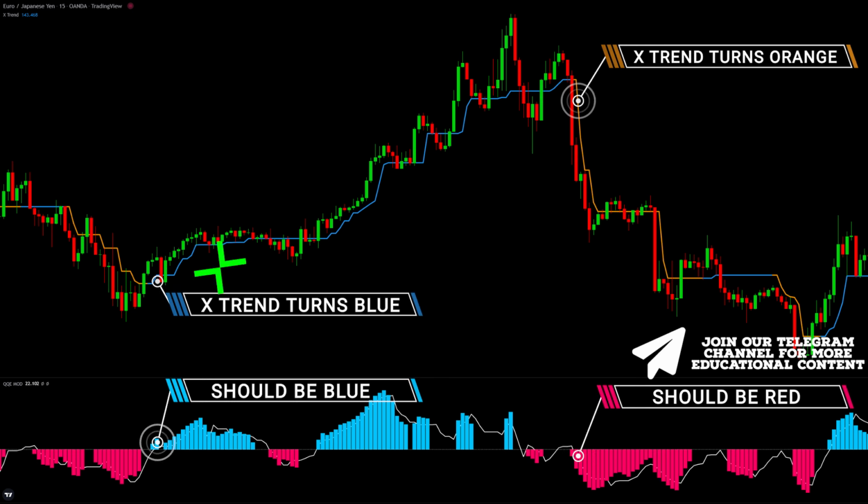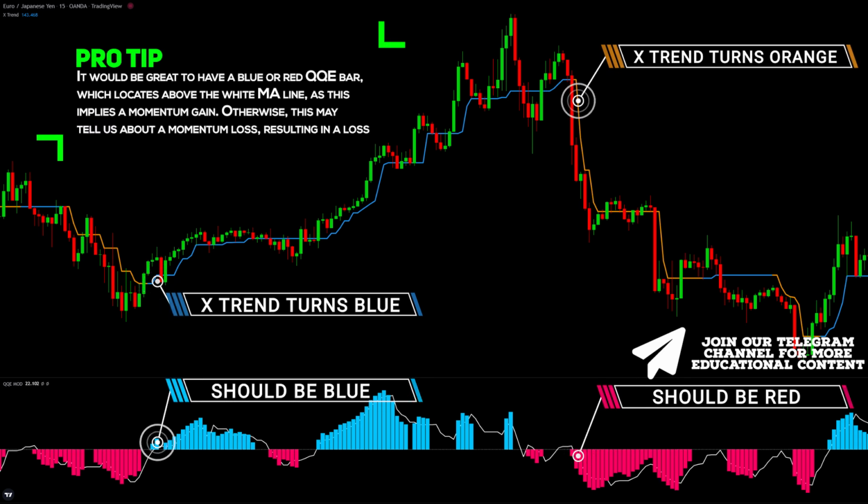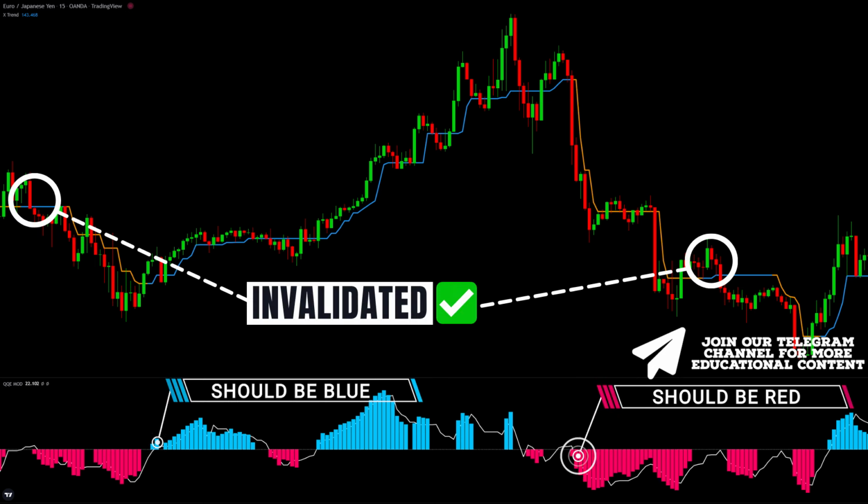Moreover, it would be great to have a blue or red QQE bar, which locates above the white MA line, as this implies a momentum gain. Otherwise, when the QQE bar is below the white MA line, this may tell us about a momentum loss, resulting in a false trade. As can be seen on the chart, we avoided a false signal right here thanks to the QQE mod indicator. So, let's move on to the final indicator.